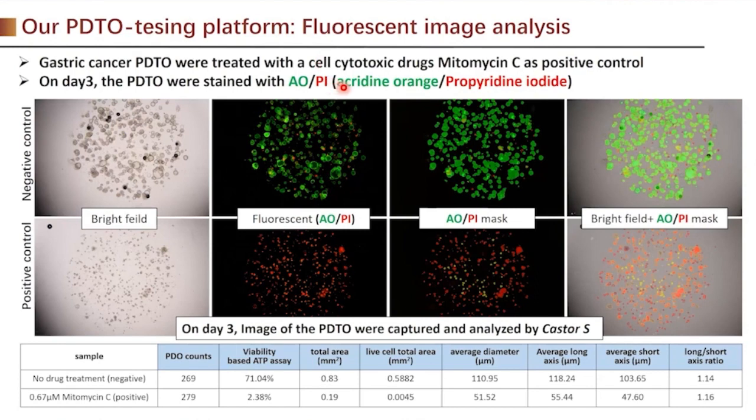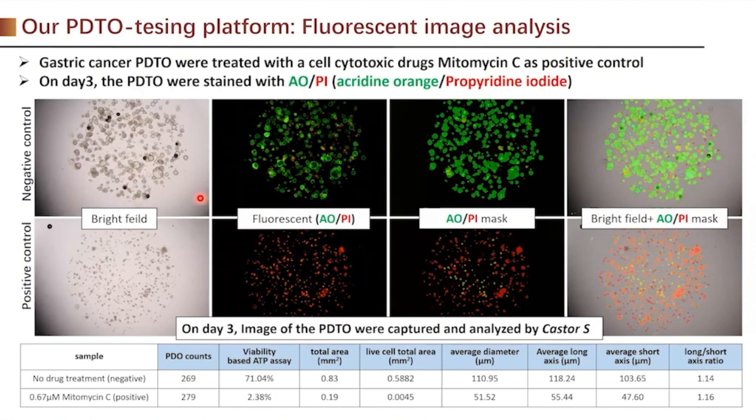Using the Cytostar, AO is a green dye, acridine orange, that binds to DNA and indicates living cells. And PI is the red dye, propidium iodide, that only binds to dead cells. This slide shows gastric cancer PDTO treatment with a cytotoxic drug, mitomycin C.